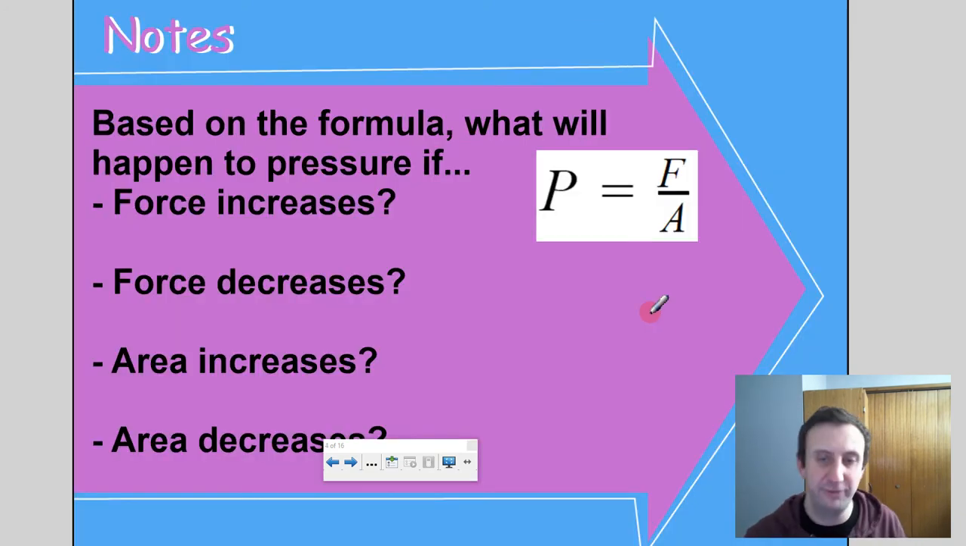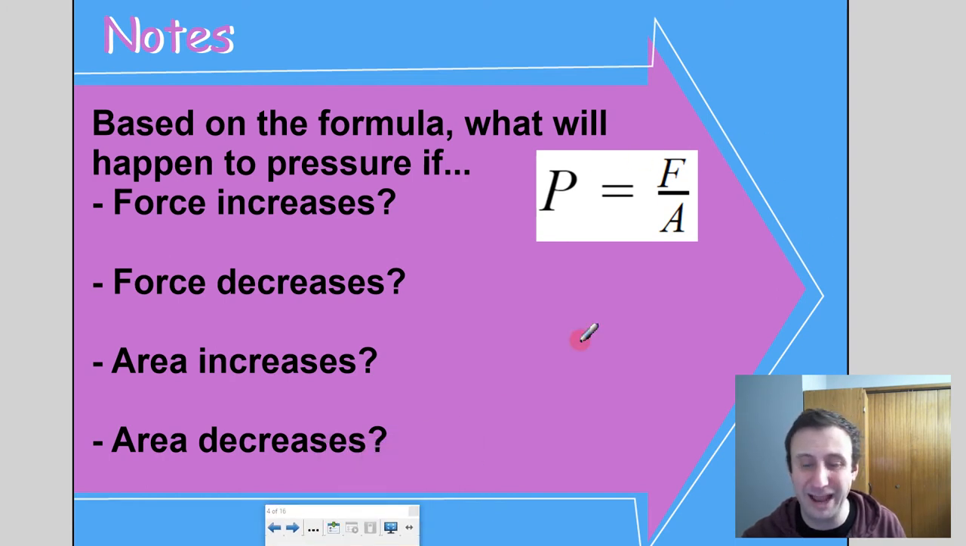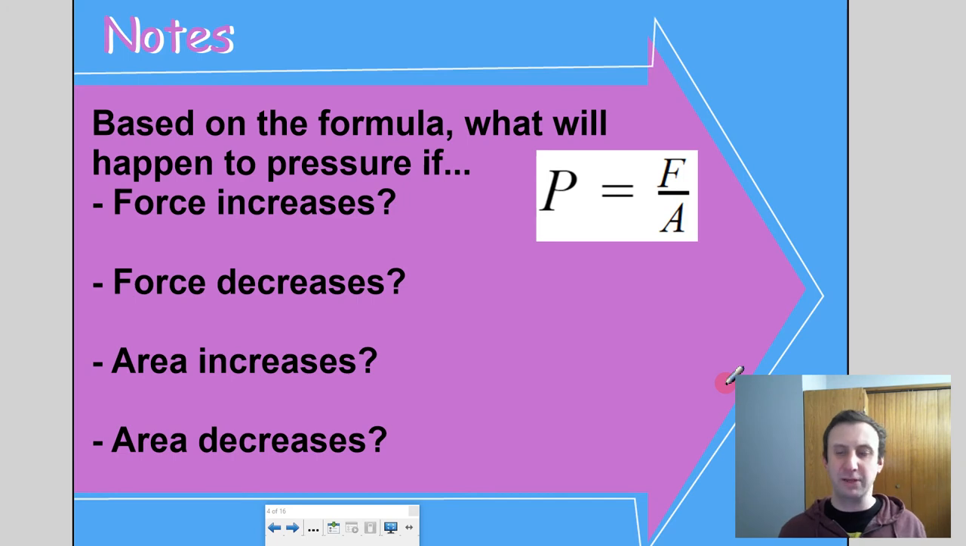So based on the formula, what will happen to the pressure if? Let's go through some different scenarios and see if you can figure it out based on how fractions work, which of course you've learned in math. So what if force increases? What's going to happen to pressure? It's going to go up. What if force decreases? It's going to go down. What if area increases? So the area I'm acting on is going up. Well, then pressure is going to go down.